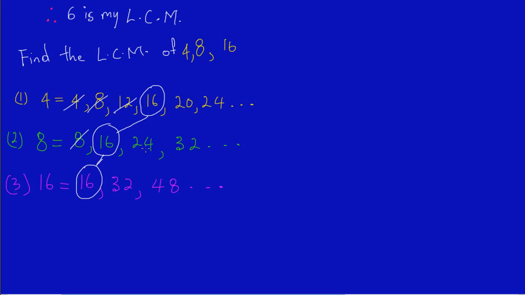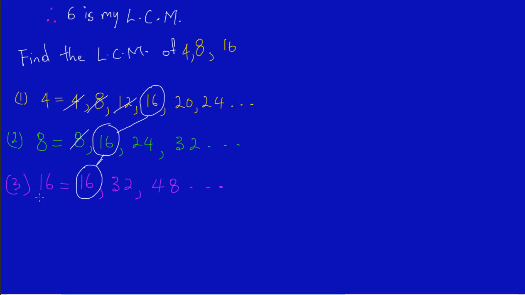All right, here I have 20. It's not here, it's not in the other two listings. 24 is up here and it's here, but obviously 24 is larger than 16, and as it suggests, I would want the smallest number that 4, 8, and 16 can go into without leaving a remainder.